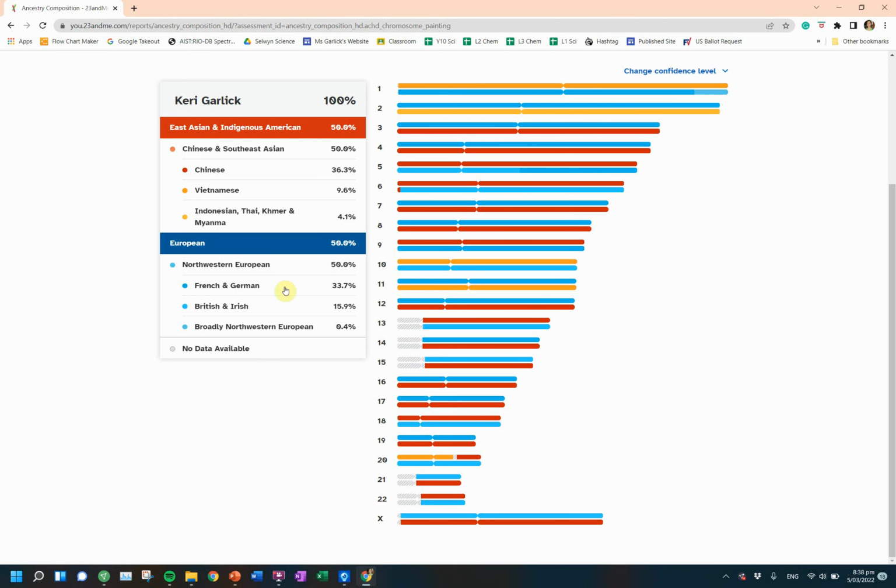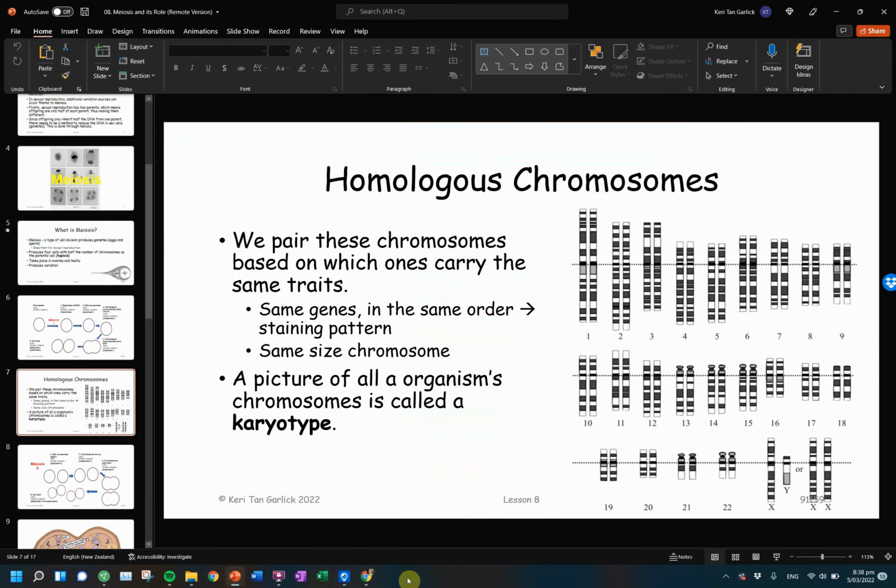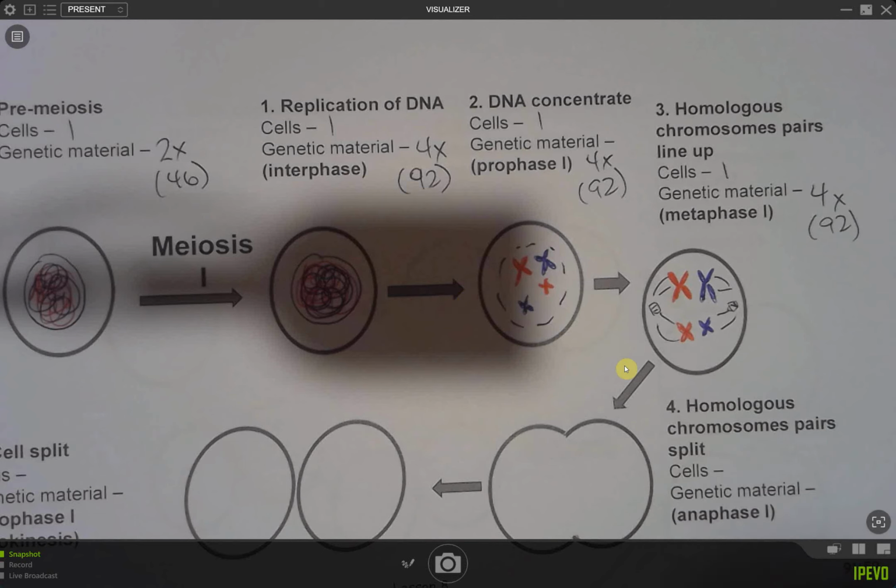I'll talk more about this in our next lesson and what my eggs would be like, because you can visually see what's going on. All right, cool. Let's go back to this.